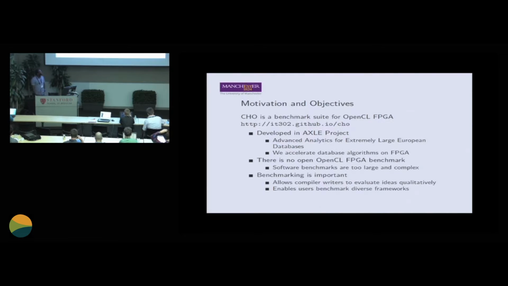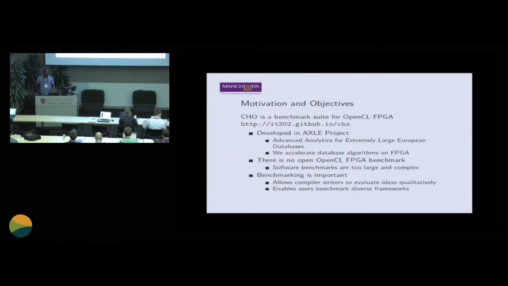The benchmark is called CHO. It doesn't actually mean anything. It's freely available online on GitHub. There you can also see two papers that go in depth into FPGAs and the compilation of software languages to FPGAs. It's developed as part of the AXL project. AXL is an EU-sponsored project, European Union-sponsored. It stands for Advanced Analytics for Extremely Large European Databases.